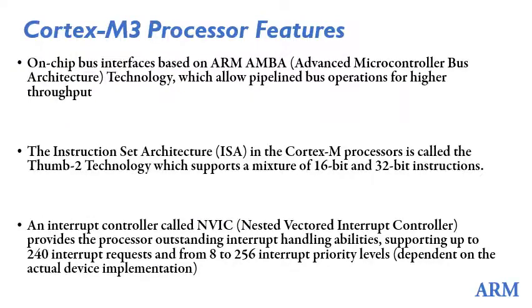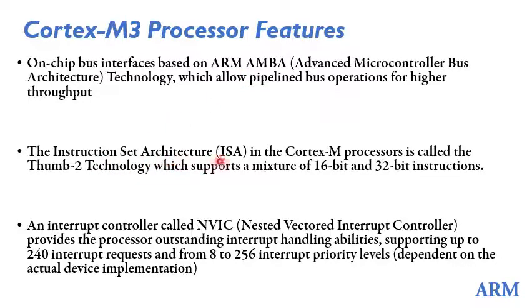Moving on with the Cortex M3 processor features. There are on-chip bus interfaces based on ARM AMBA technology, which allow pipeline bus operations for higher throughput. AMBA stands for Advanced Microcontroller Bus Architecture. Here, AMBA is an open standard on-chip interconnect specification. This defines the connection and management of functional blocks in SoCs. SoC stands for System on Chips. So in other words, the AMBA protocol defines how functional blocks communicate with each other.